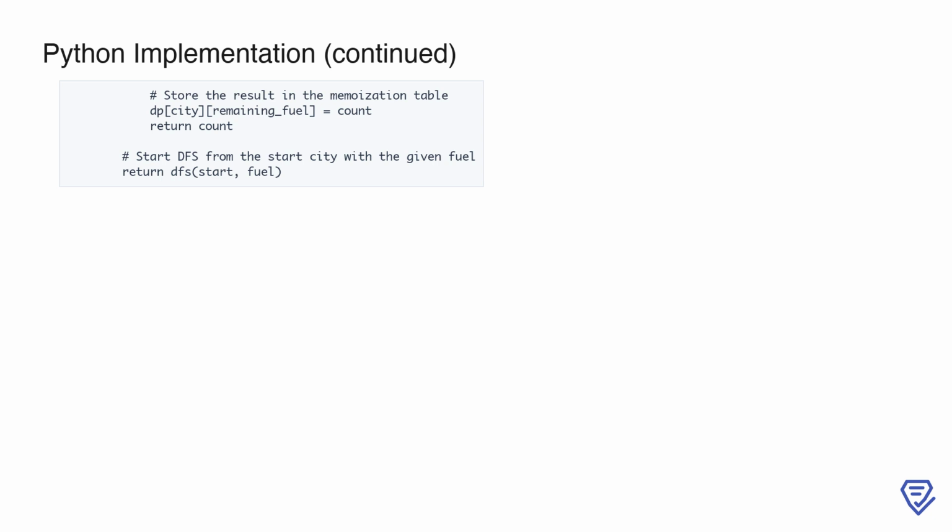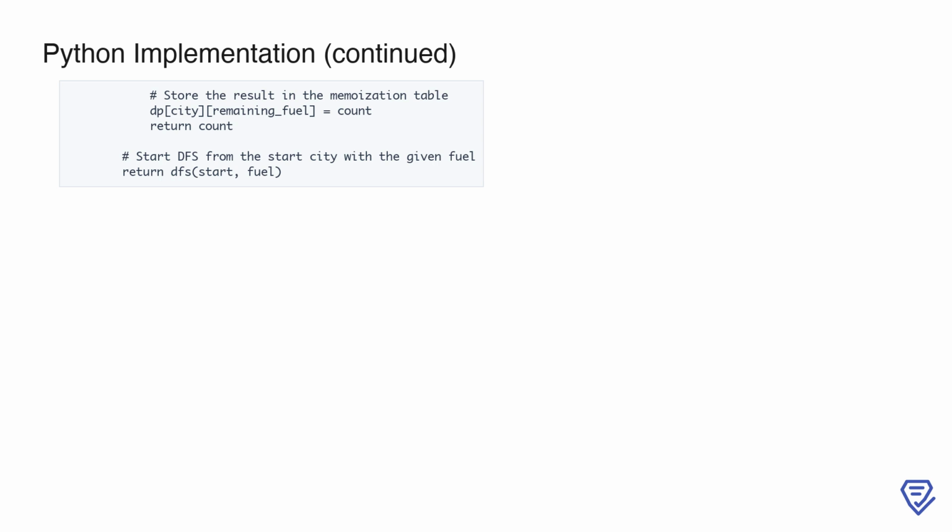After defining the DFS function, we initiate the depth-first search from the starting city with the given initial fuel by calling DFS(start, fuel). The return value of this function call will be the total number of valid routes from the start city to the finish city, considering all possible paths and fuel constraints. This approach efficiently uses dynamic programming with memoization to avoid redundant calculations, ensuring the solution works within the constraints of the problem.